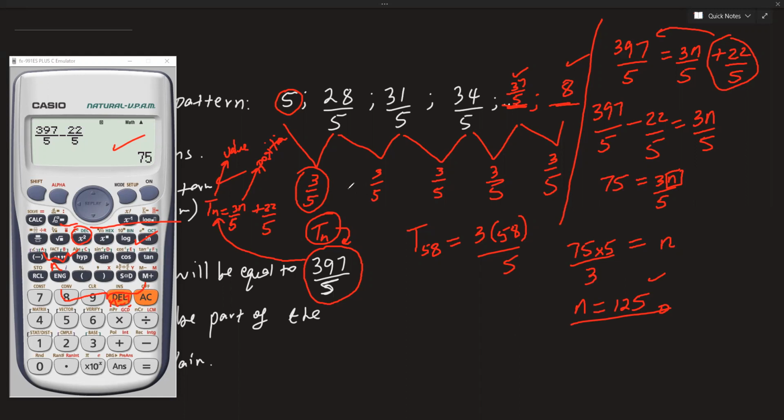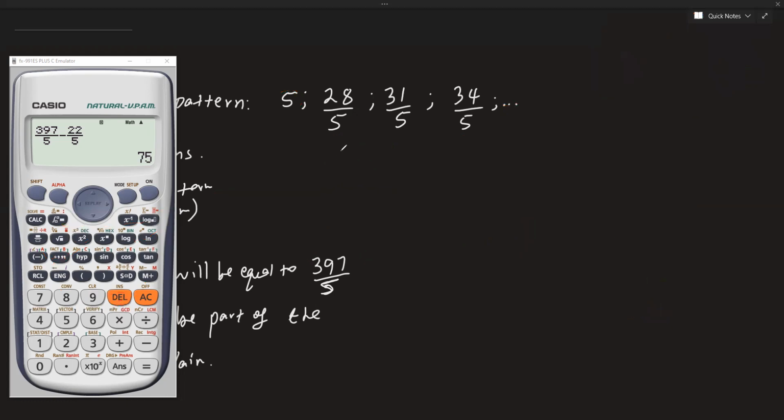Awesome. Then let's go to the last question now. So I'll just leave this Tn. Okay, let's erase everything to create space. So my Tn was 3n over 5 plus 22 over 5, right?